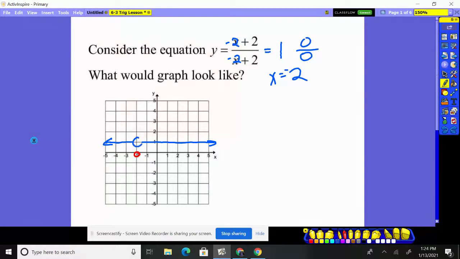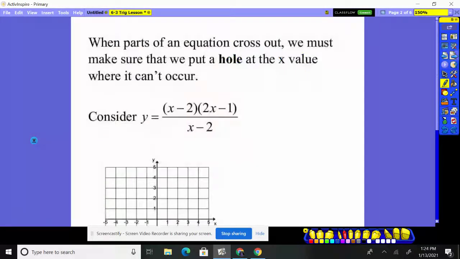and we put a hole to show people that, hey, this line looks just like this, but when it gets to that negative 2 value, there's a hole right there. You can't use that value. And that's what happens. That's how a hole is created on a graph. And we'll see more and more of these as we go on in math. So when parts of an equation cross out, as they did above, we must make sure that we put a hole at the x value where that value can't occur.